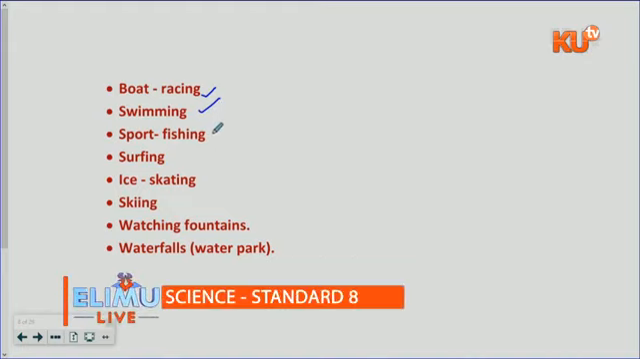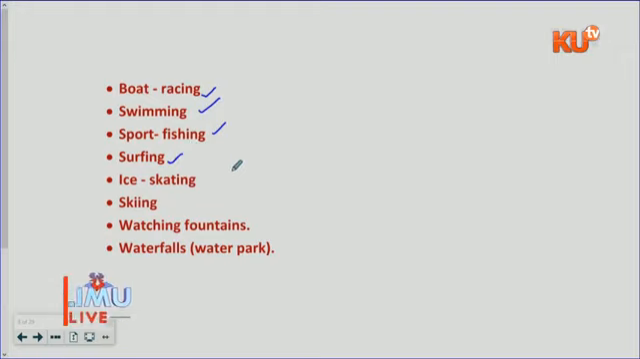We have got sport fishing. Sport fishing is just fishing for fun. Fishing for fun, we group it as recreational use of water. And then we have got surfing. Surfing, mostly Europeans are the ones that practice it in oceans. Surfing is use of water for recreation, to enjoy themselves. Same to ice skating. When there is winter season, they skate on the ice, and we know ice floats on water. So when they skate on ice, that one is just for recreational purposes. We have got skiing. Skiing also is mainly done for enjoyment.